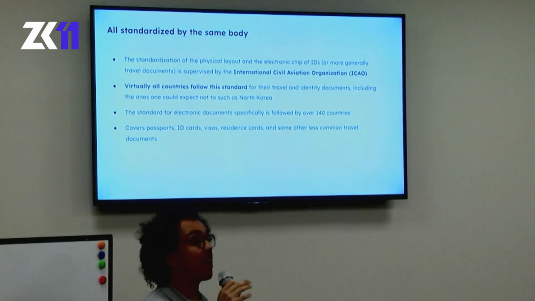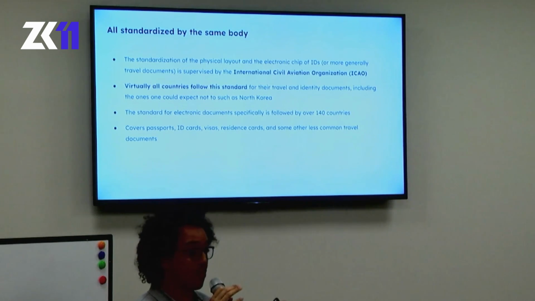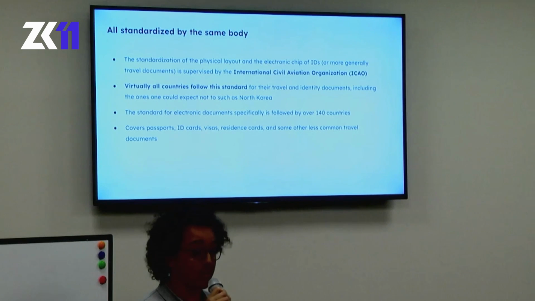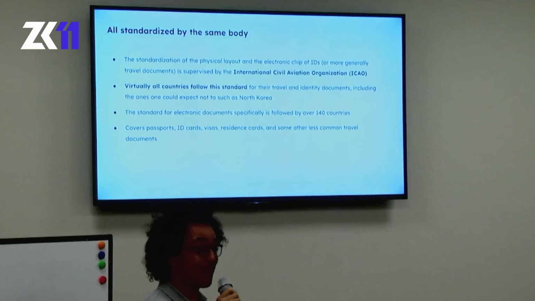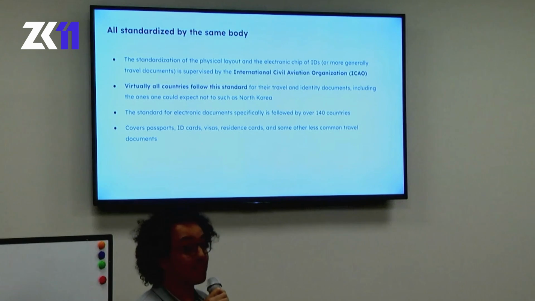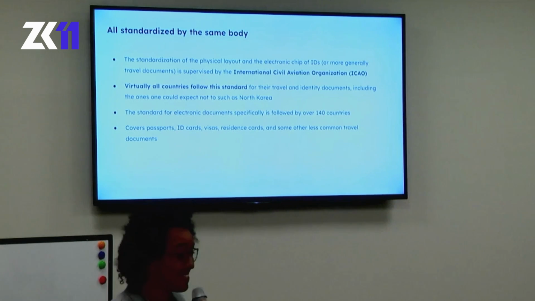The physical layout would be stuff like what security mechanisms you want to prevent counterfeiting. For example, some elements that are only visible under infrared or ultraviolet light, those kinds of things. And it's even supported by countries you would not expect, such as North Korea. They don't issue a lot of passports, but when they do, it's actually compliant.